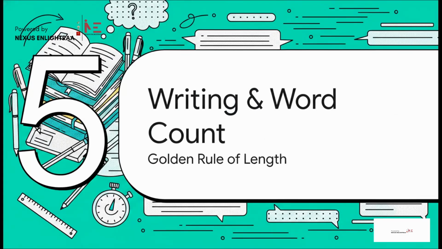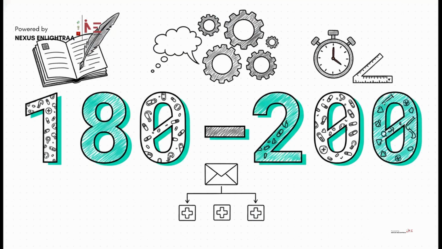Section 5: Writing and word count, the golden rule of length. All right, as you're writing those carefully planned paragraphs, you absolutely have to follow the strictest rule of the OET, the 180 to 200 word count. You've got to hit this target.